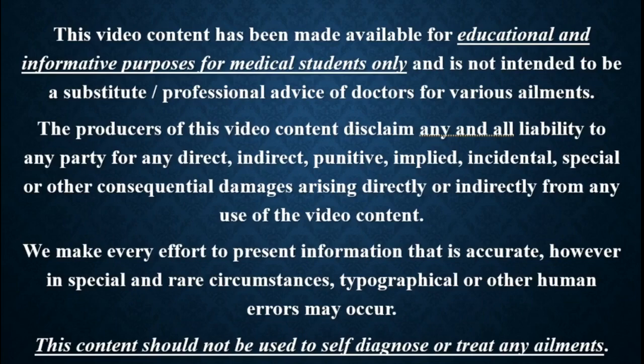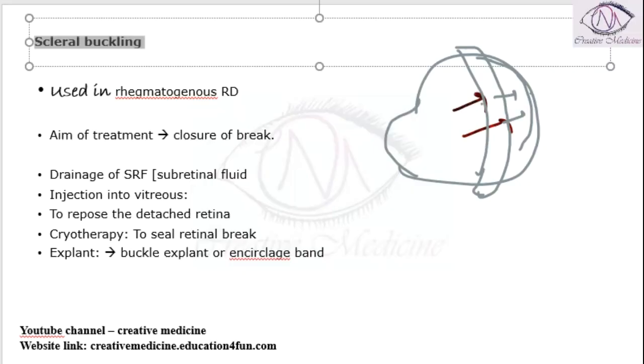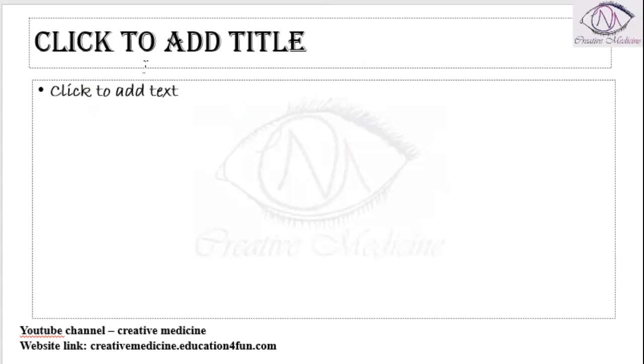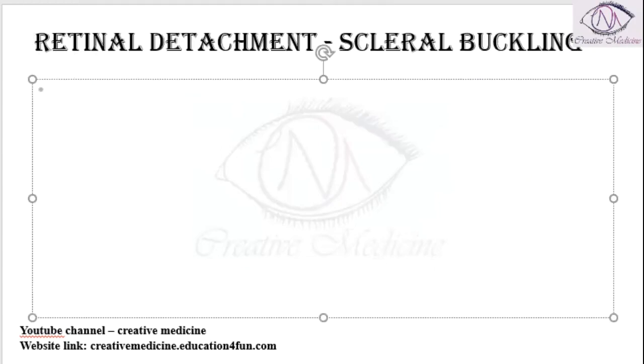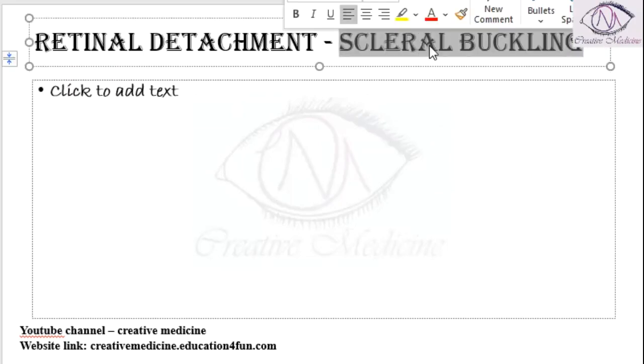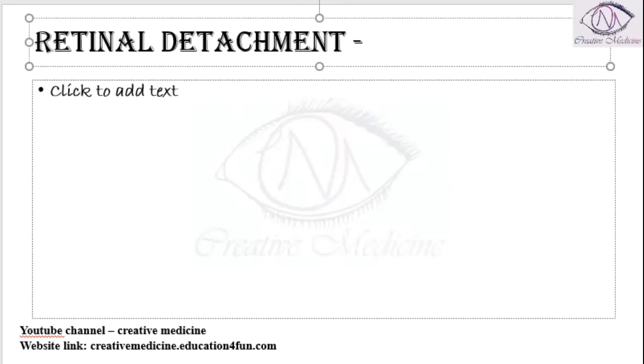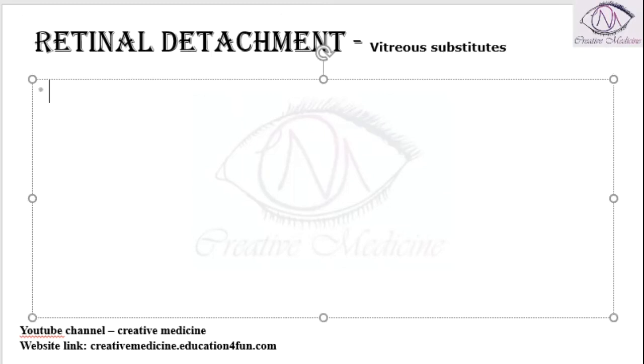In this lecture, we will learn about retinal detachment. In retinal detachment, scleral buckling is done. We also use some vitreous substitutes.